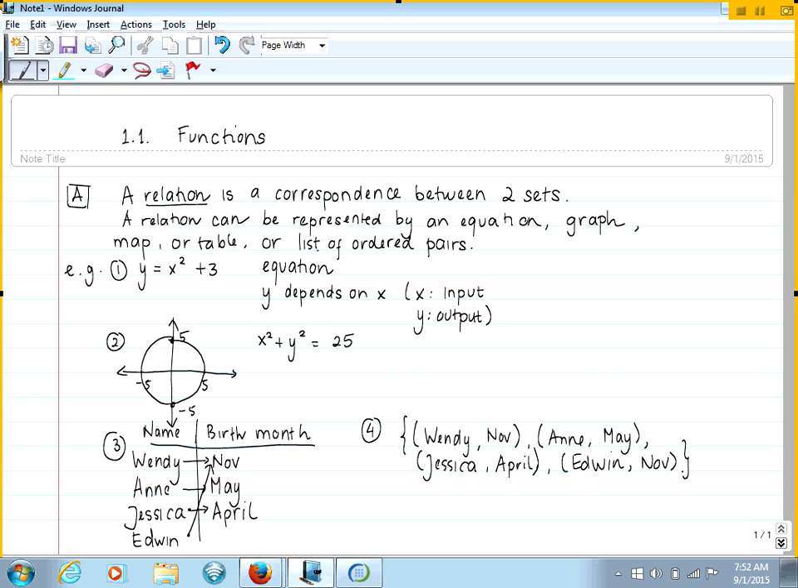If you're done, I'm going to go to the next page. All right, and we will talk about functions.